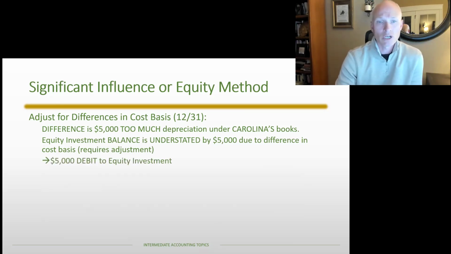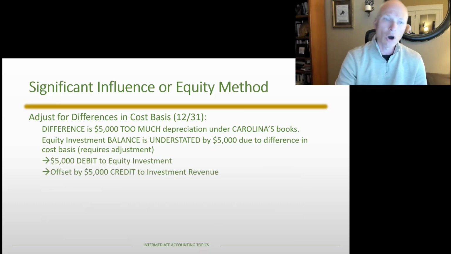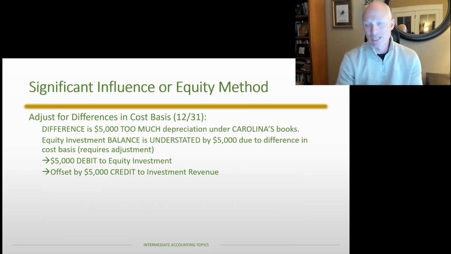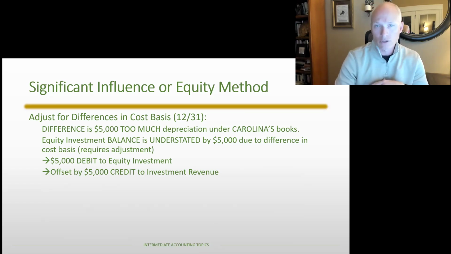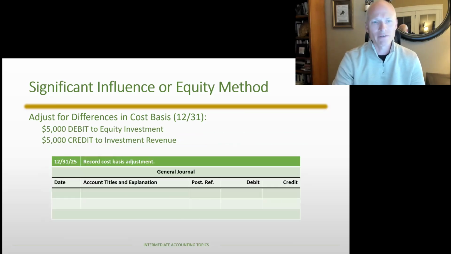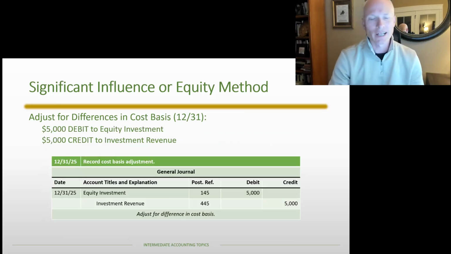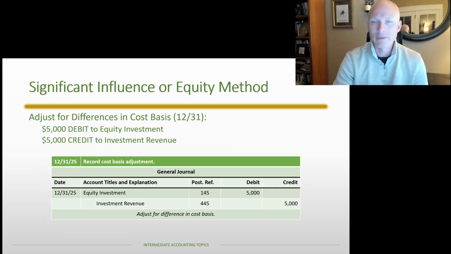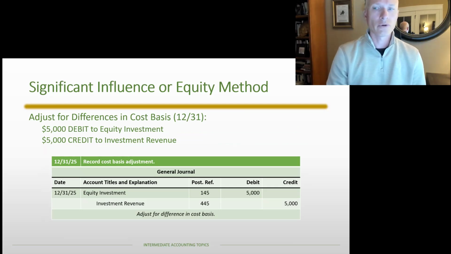And so what are we going to do? Well, we're going to increase the equity investment by $5,000. That is going to be offset by a credit to investment revenue. This basically reconciles those two accounts, given any difference in internal depreciation versus the investee's depreciation. Once we have that information, the journal entry honestly is not that hard, but we do need to make that final adjustment. Again, not every company will have this, so it's not a journal entry you're going to see every day, but hopefully that helped you walk through it a little bit.